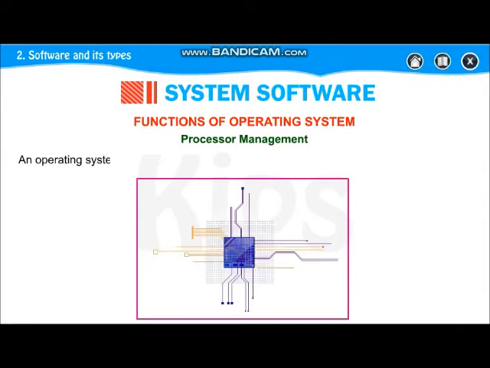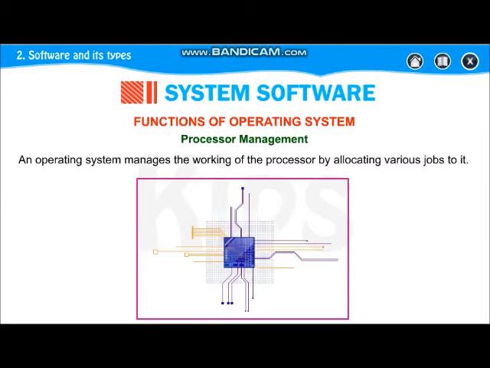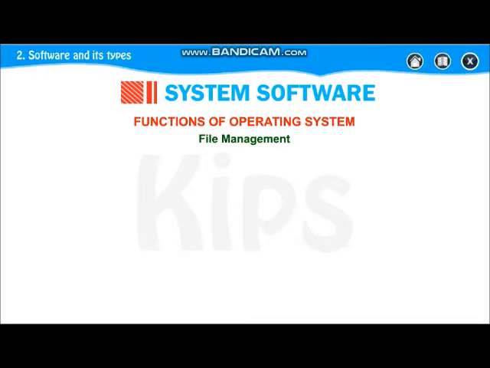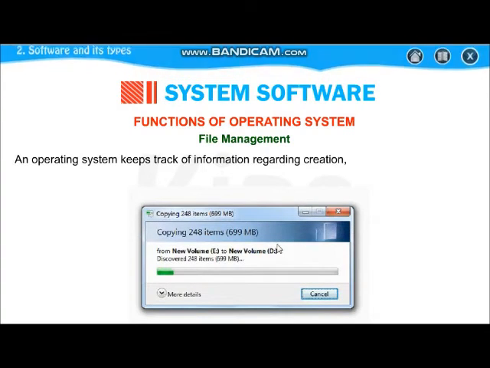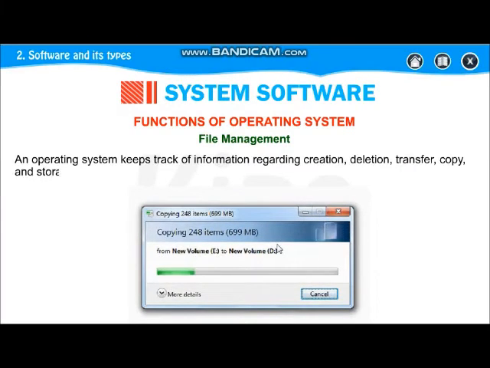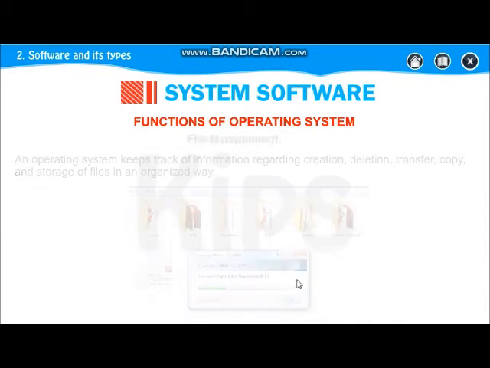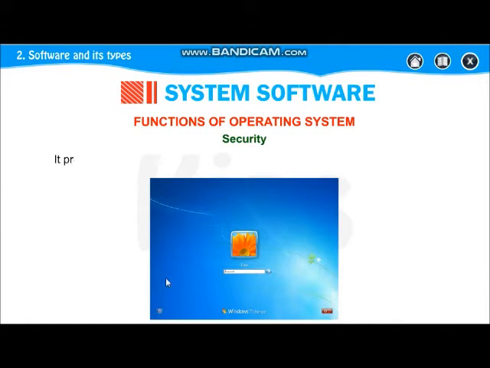Processor management. Okay. Now operating system manages the working of processor, CPU processor, by allocating various jobs to it. Then file management, where to copy the file, how to cut the file, how to paste the file. This will come under your file management. Then security. If you are able to give password to your computer, why? Because of this security. And who is providing this security? Operating system.